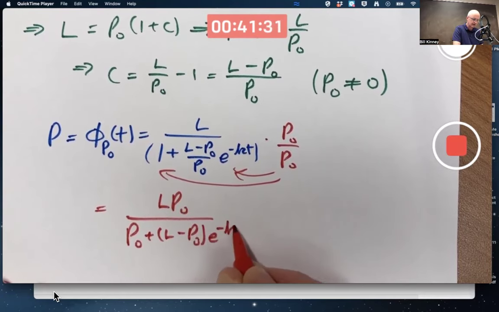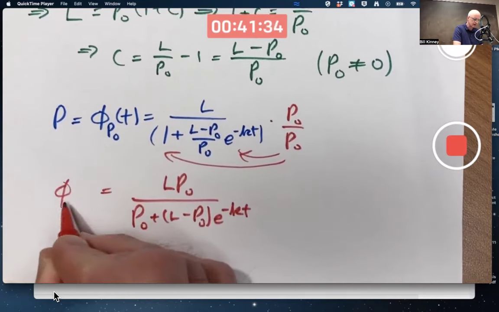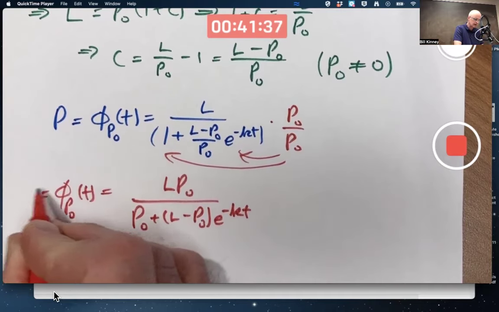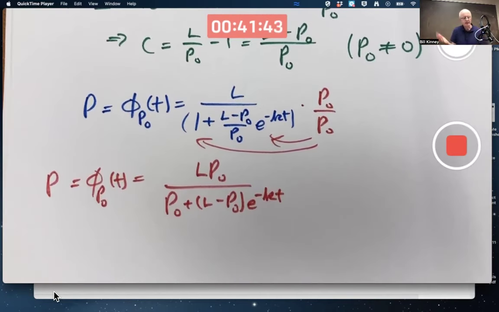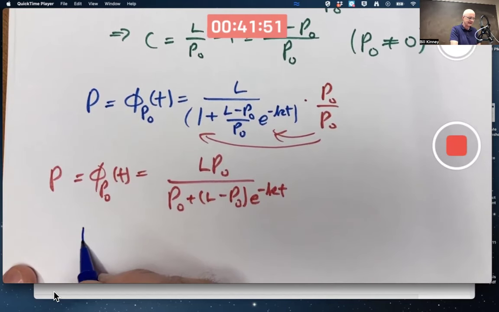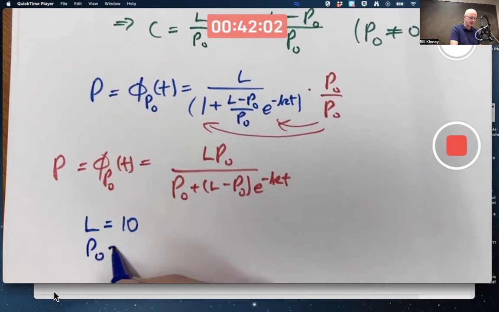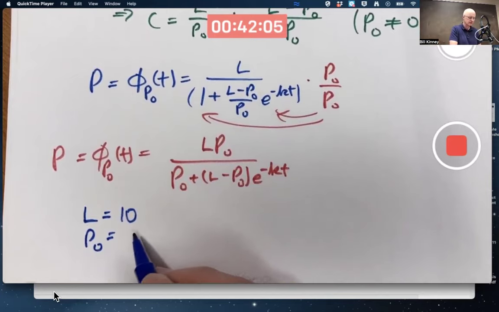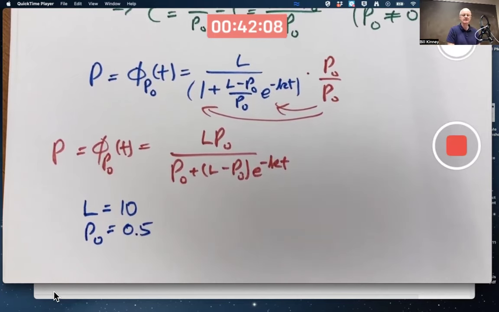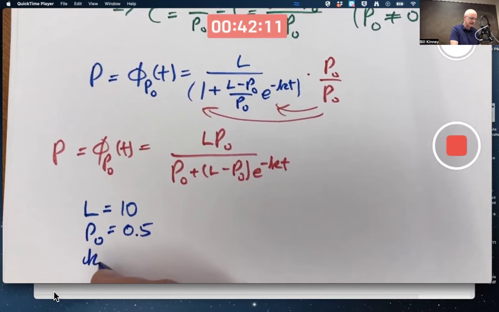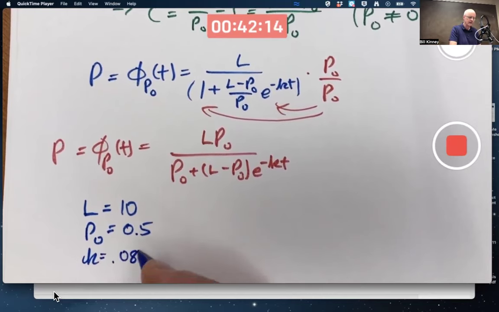And here's the way it looks. This is my favorite form of the solution. Okay? You should be able to handle working with this if you have particular numbers. For example, if the carrying capacity of the environment is assumed to be 10,000 robins, represented by the number 10 because the units are thousands of robins, and P naught is 500 robins, which would be 0.5 thousand robins, and K is, just to pick something specific, how about 0.08?